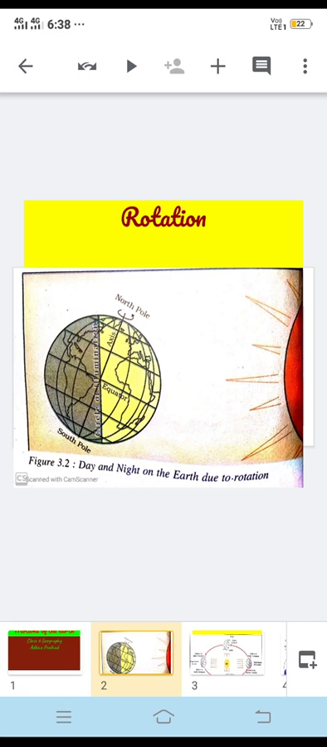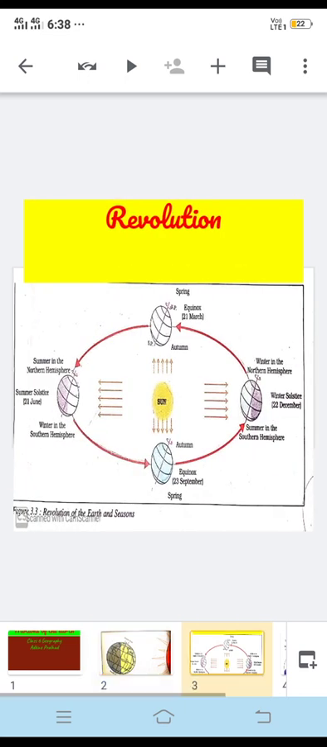Then we have the next concept. What would happen if the earth did not rotate? Suppose the earth stopped rotating. What will happen? Imagine and think over it. What can be the result if the earth is not rotating?